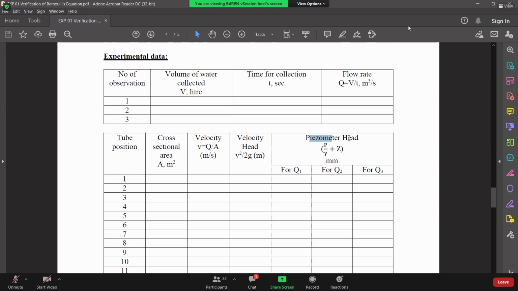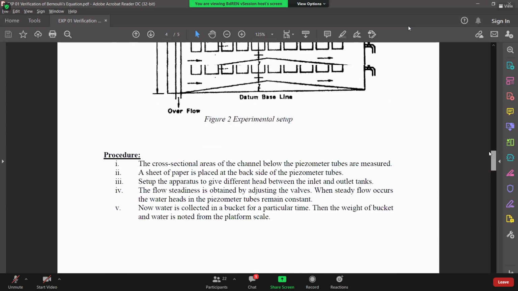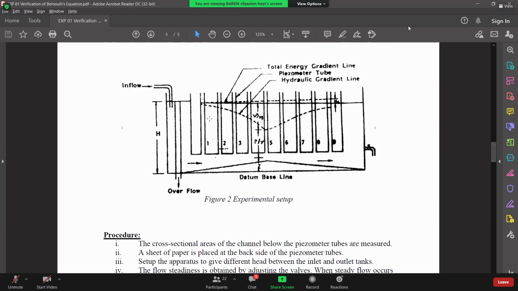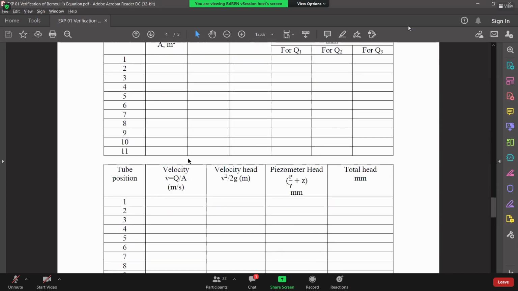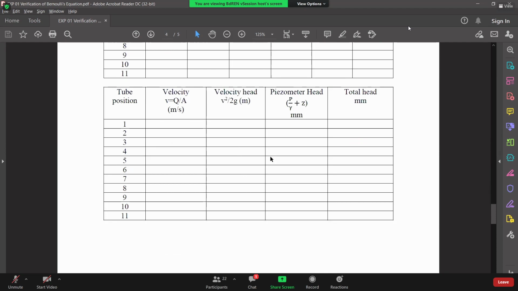And you have to find out the piezometer head. How to find the piezometer head? These are the piezometers. There will be some markings. You will see where the water went. The water will move up the piezometer, and you can find the piezometer height from there. So you know the piezometer head. So you know the velocity, you know the velocity head, you know the piezometer head. You can add velocity head and piezometer head and find the total head. Can you do that? Yes, sir. So total head will eventually decrease.